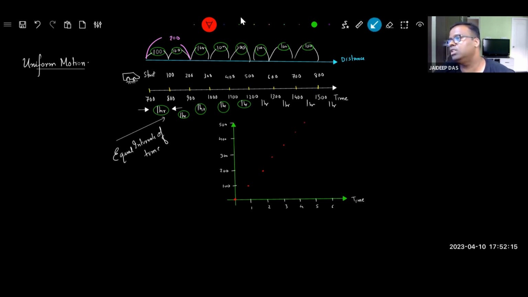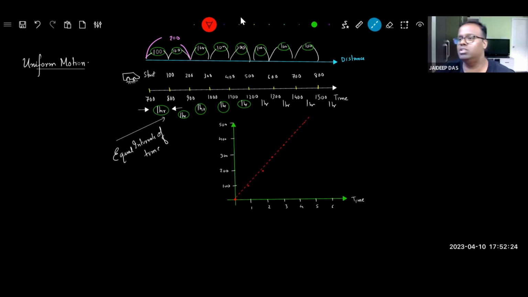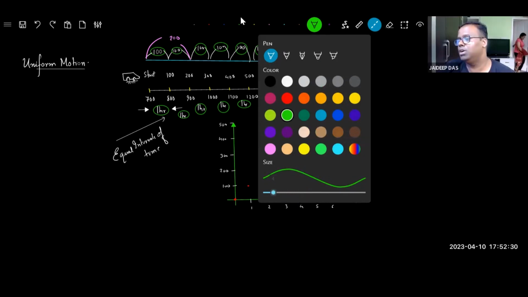If we join these, what type of graph am I getting? You tell me straight. Line. Yes, a straight line. All have studied in school. Straight line. But I'll dispute it. I'm disputing it now. Now the question. Now physics starts. I am disputing it. Why am I disputing it?